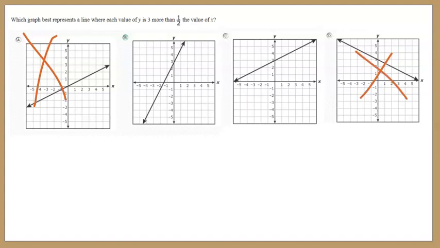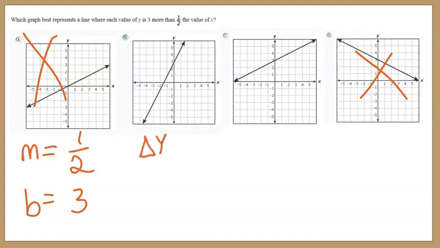Now we need to figure out the difference between B and C. We had m, our rate of change, was 1/2, and b, our y-intercept, was 3. And if we talk about rate of change, it's the change in y over the change in x. So our change in y is going up by 1 and right 2.